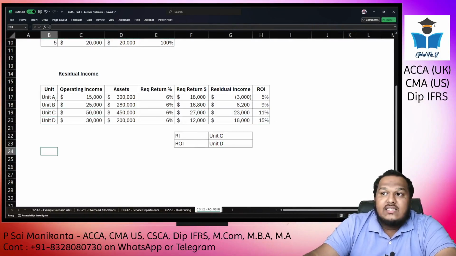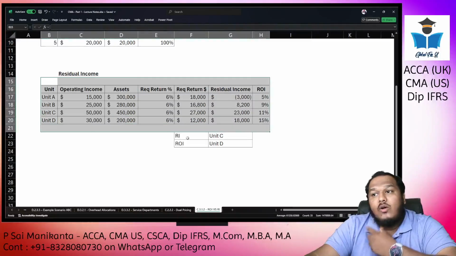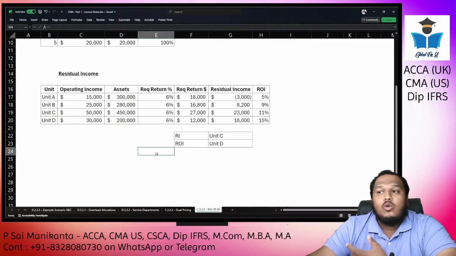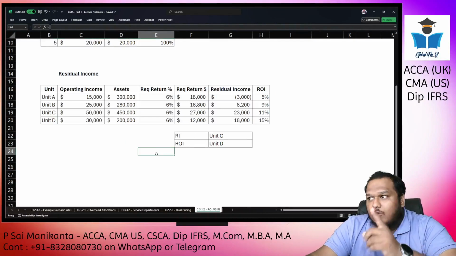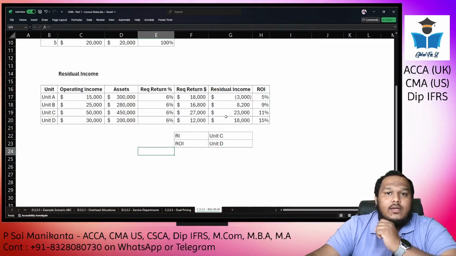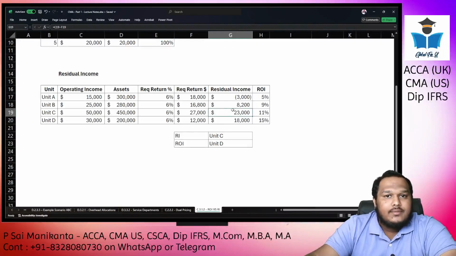So in this case, if I have to choose one unit, I would say unit C. I would not go for unit D. Even though unit D is showing a higher percentage, I would go for unit C because it is proven. A dollar amount is known there.